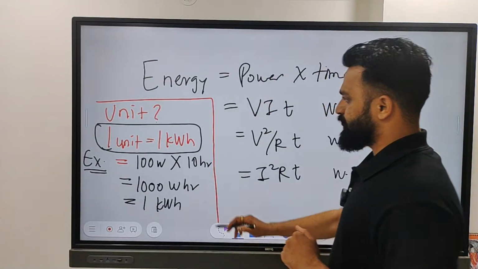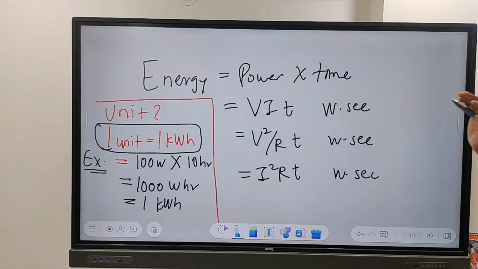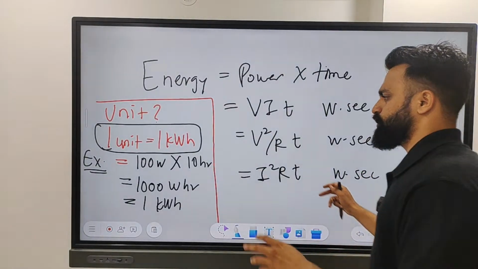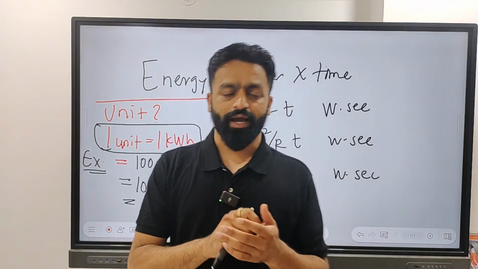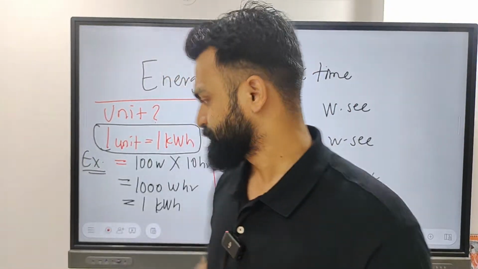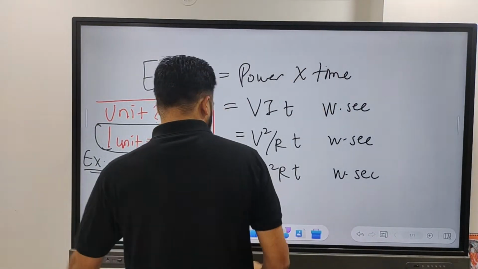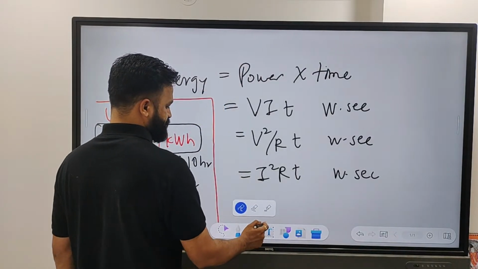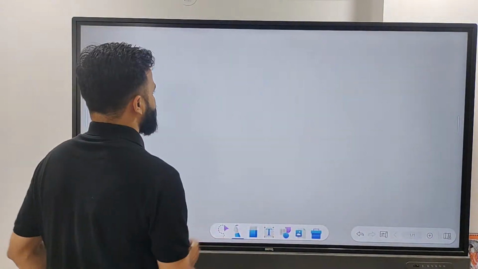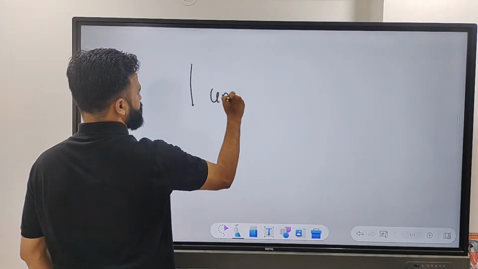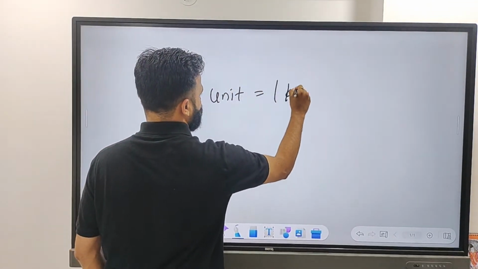Now इसको और इजी करने के लिए, आई होप ये आपने लिख लिया होगा या इसका आप स्क्रीनशॉट ले रहे हो, whatever you are doing, I don't know, but I wish you should make note of this. You can pause the video and you can note. So I'm erasing this. So when I say 1 unit, it is 1 kWh.